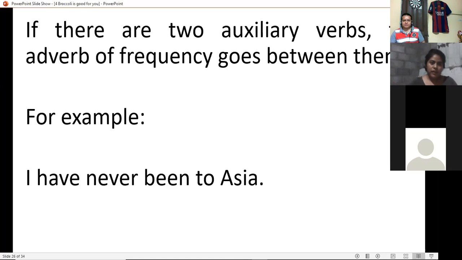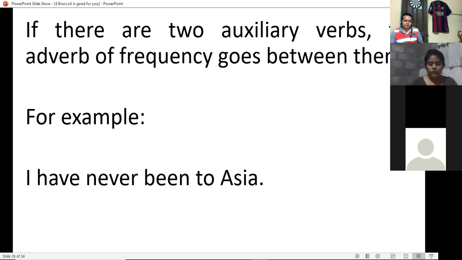If there are two auxiliary verbs, the adverb of frequency goes between them. For example, I have never been to Asia. So, los verbos auxiliares en este caso serían have y been. So, never es el adverbio de frecuencia. Never está entre medio de have y been, porque have y been son los verbos auxiliares. ¿Ok?